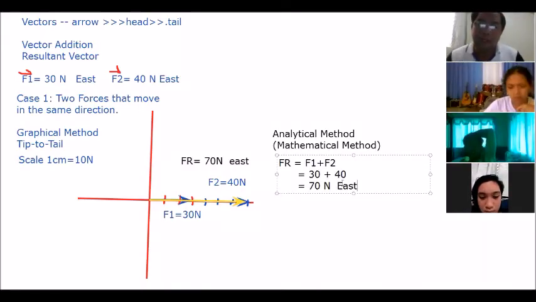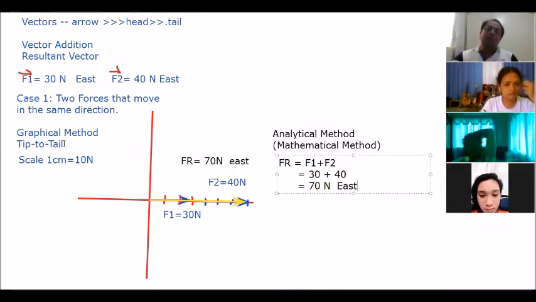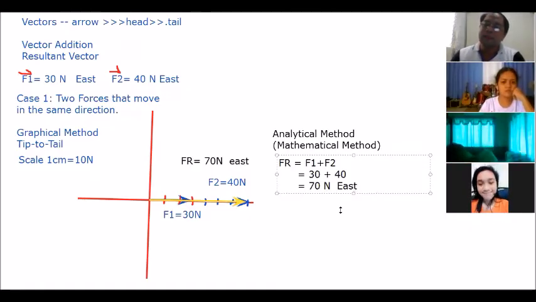Now, our value for the mathematical method must agree with our graphical method. Okay, so graphical involves the tip-to-tail method. Do you understand? Yes. Who has a question? Okay, now we will go to our case number 2, guys.